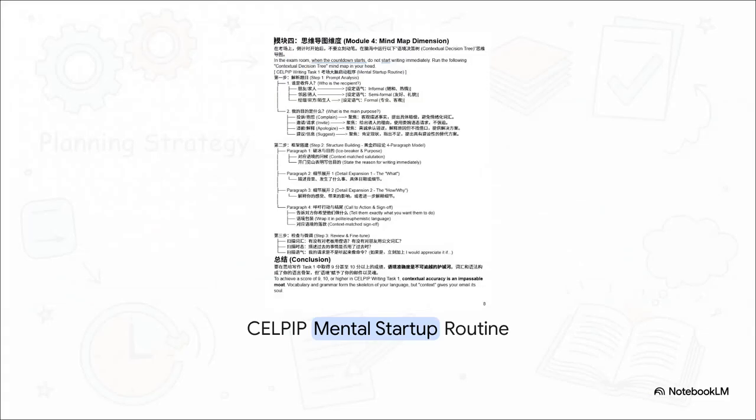Okay, the exam countdown begins. What's the biggest mistake test takers make right out of the gate? They start writing immediately. Do not do that. Instead, you want to memorize and run this exact contextual decision tree, your jujishu, in your head. It acts as your mental startup routine, and the whole thing kicks off with Step 1, prompt analysis.